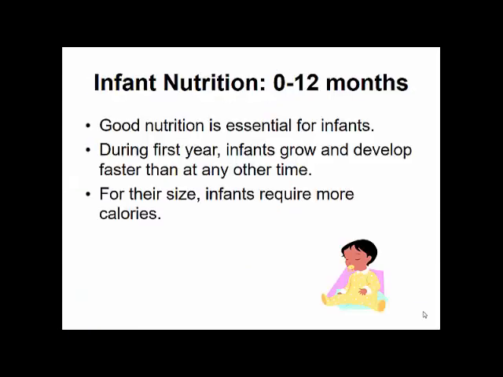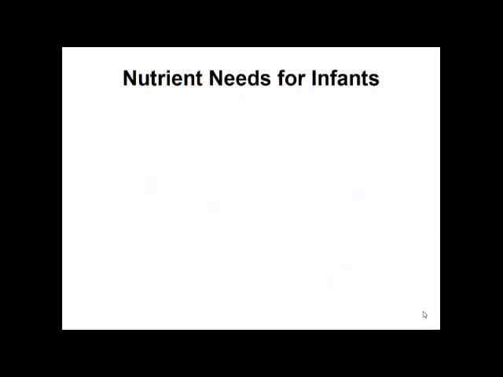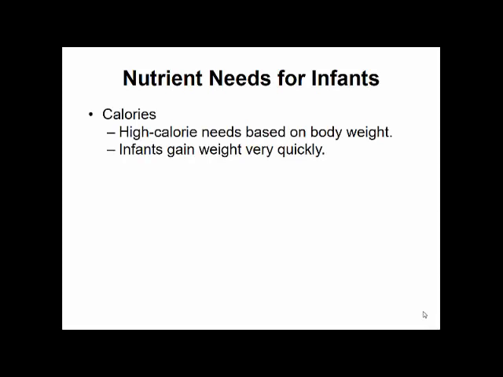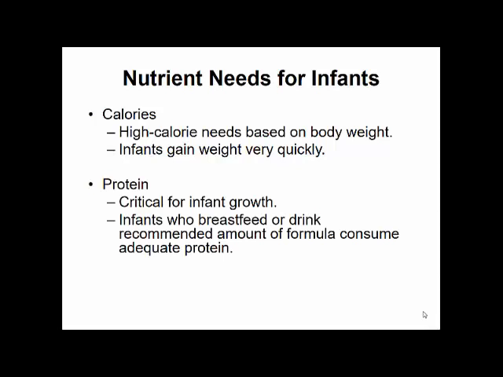Infant nutrition. From 0 to 12 months, good nutrition is essential for infants. During the first year, infants grow faster than at any other time. For their size, infants require more calories. Nutrient needs for infants: calories, high calorie needs based on body weight. Infants gain weight very quickly. Protein is critical for infant growth.